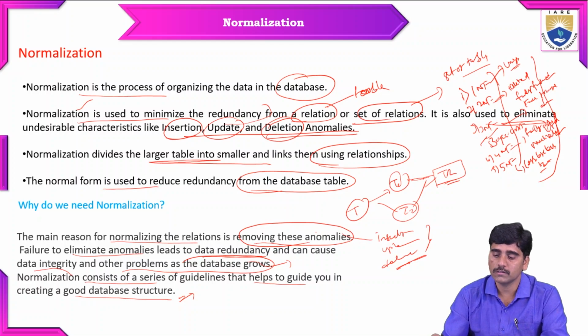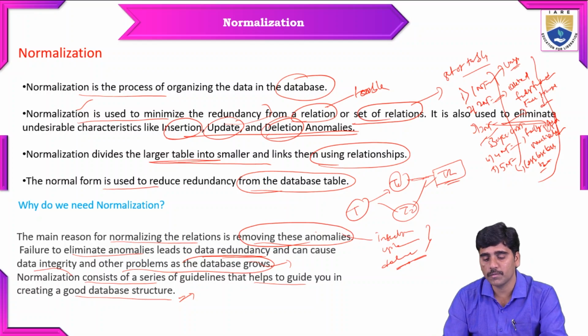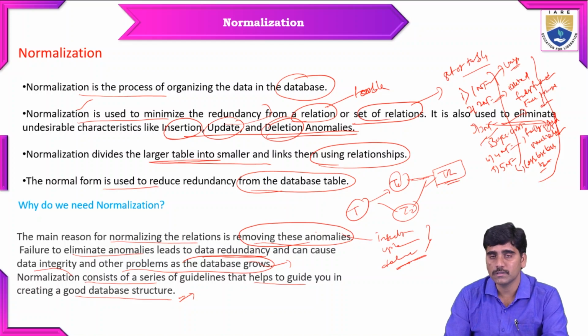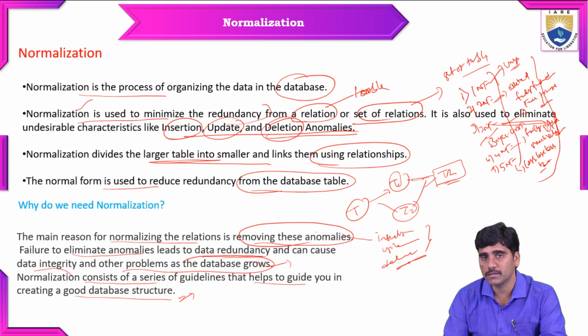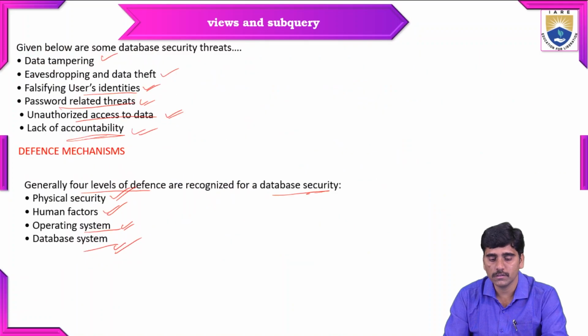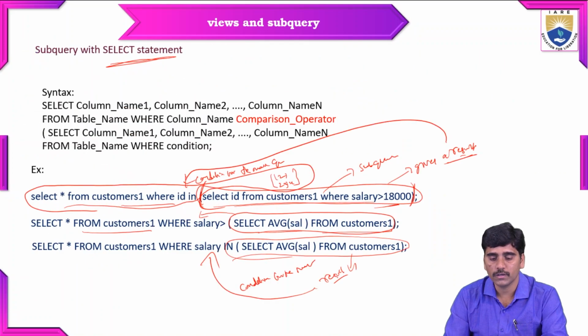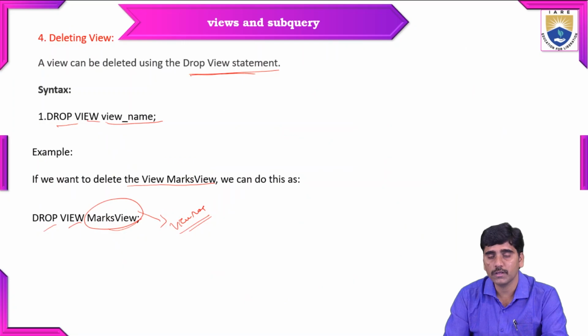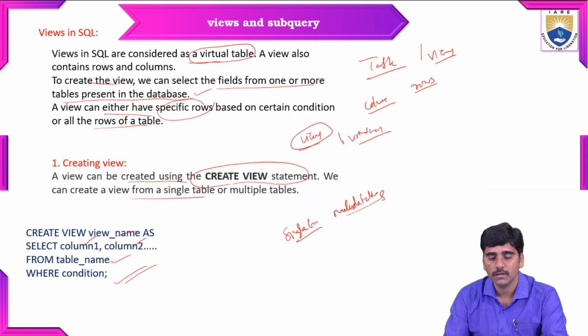So all these normal forms are used to achieve this normalization process to avoid problems like what? Integrity problems, insertion and deletion anomalies, data redundancy problems. So once again, we revise the topic which we discussed in this session. Here, what is meant by views, what is meant by subquery, and what is meant by normalization.